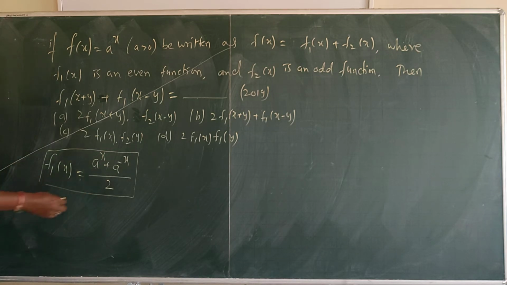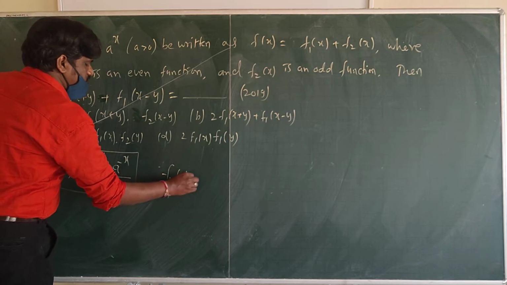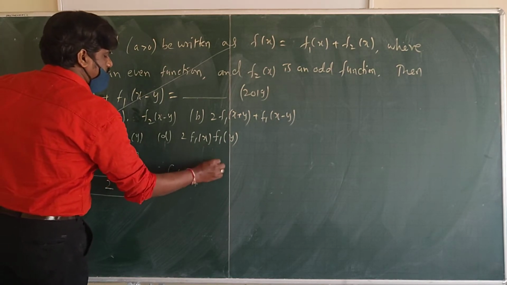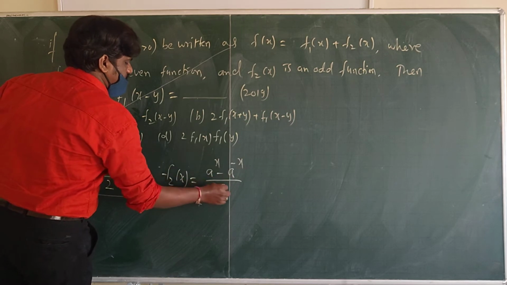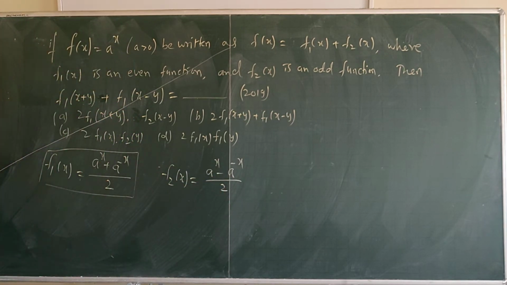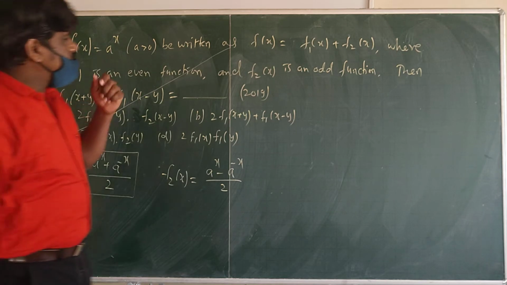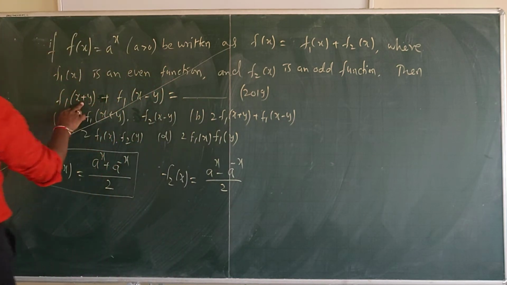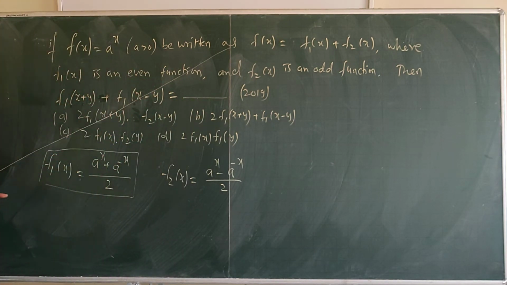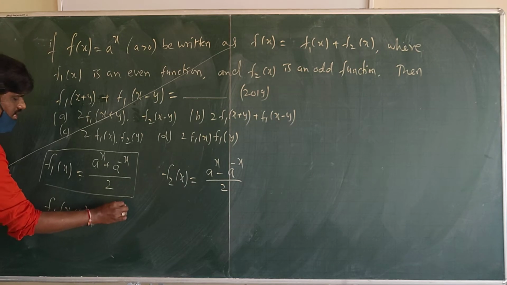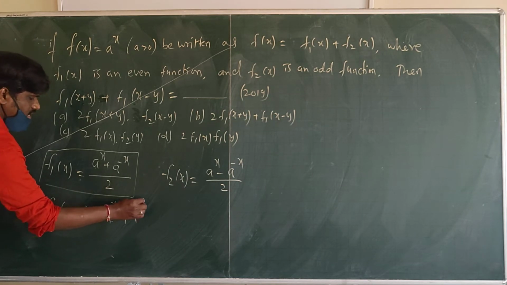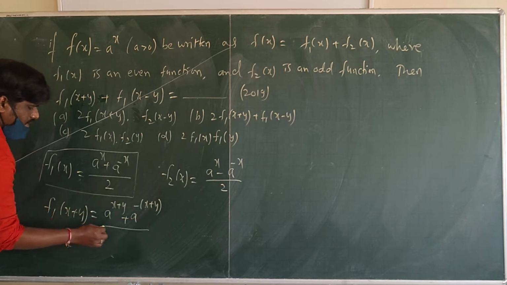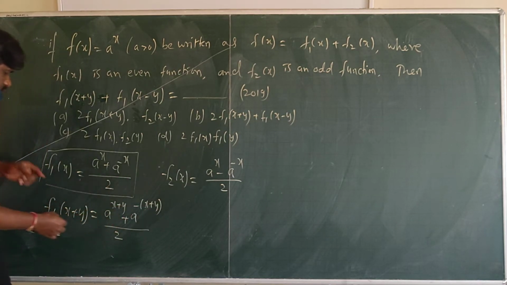And f2(x) will be the odd function. An odd function can be written as (a^x - a^-x)/2. Then what did they ask here? This is the even function you got. Now he is asking to find f1(x+y) and f1(x-y). So f1(x+y) will be (a^(x+y) + a^-(x+y))/2. And another one is what?